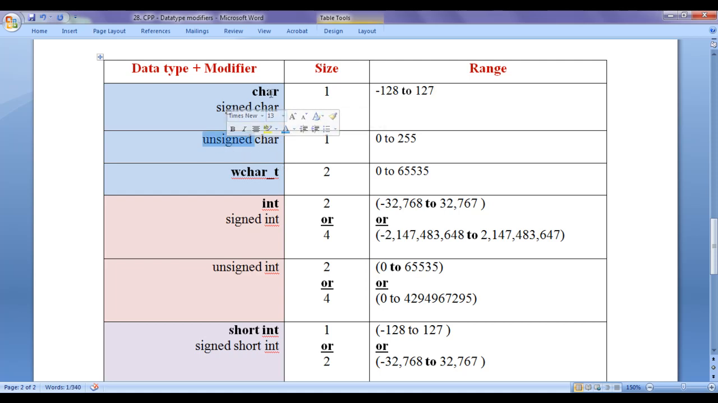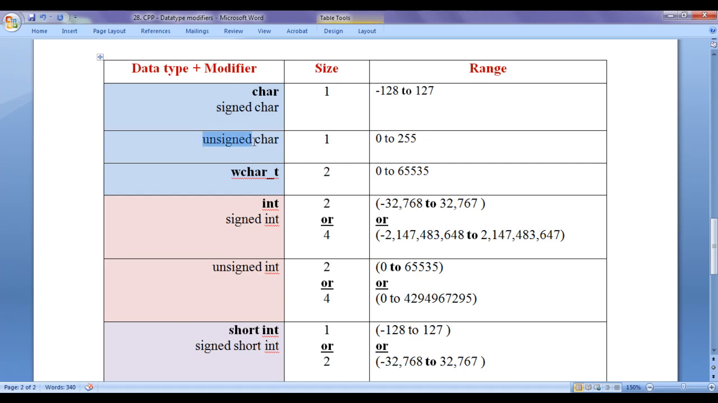We can convert a signed character into an unsigned character. By default, I told you char is signed. We can convert a signed character into an unsigned character just by prefixing its name with unsigned keyword, guys. Unsigned means only positive values. Inside unsigned char type memory, we can store only positive values, guys. It is also of size 1 byte.